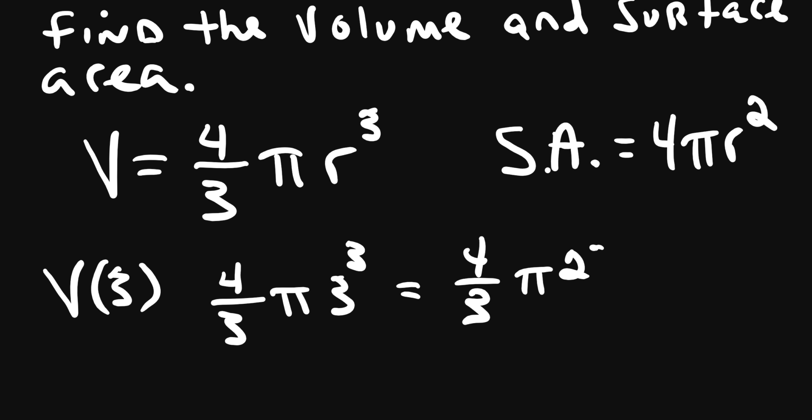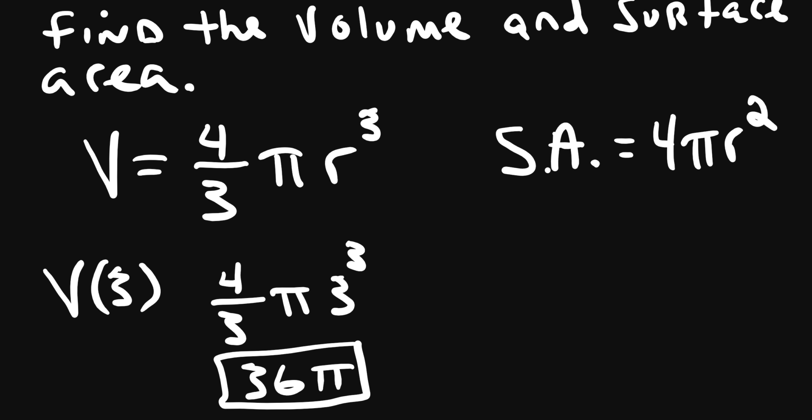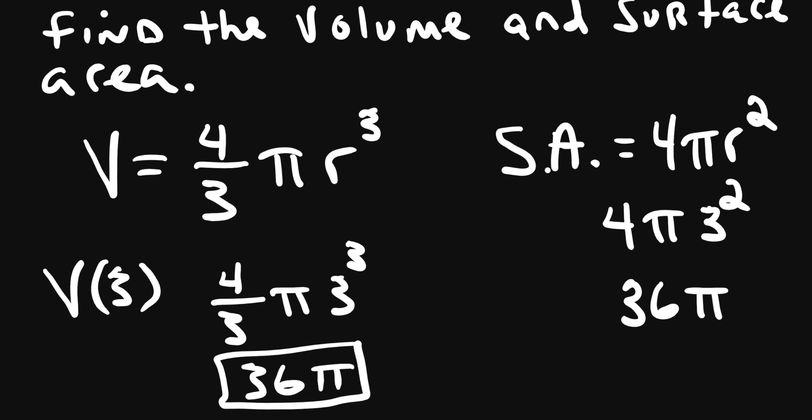All right, so that's the volume of the sphere with a radius of 3. And I'm going to use the same plug-in method for the surface area. I'm just going to use 3 and plug it in for r. So that'll get me what? Let's get rid of this real quick. And I can use this side of the board to say 4 times pi times 3 squared. 3 squared is 9. 9 times 4 is 36 pi. Well, isn't that odd? We got the same answer for both of them, surface area and the volume.